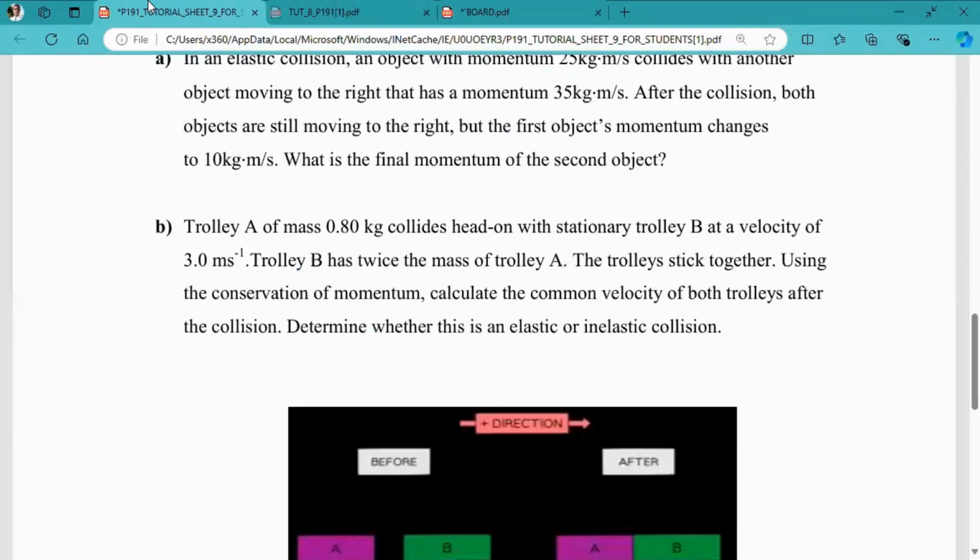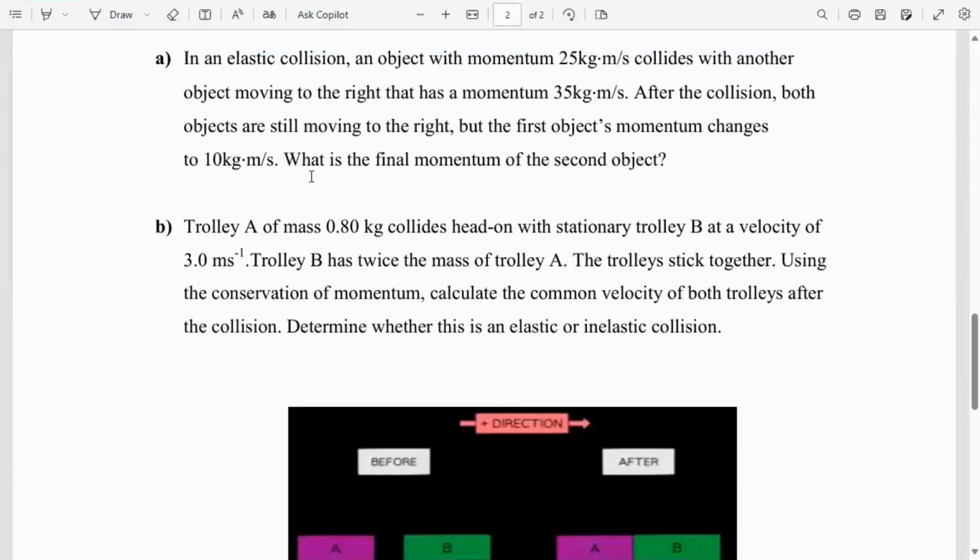That is question A, the momentum of the second object. Let's now check question B. Question B says a trolley A of mass 0.8 kilograms collides head-on with a stationary trolley B at a velocity of 3.0 meters per second. Trolley B has twice the mass of trolley A. The trolleys stick together.